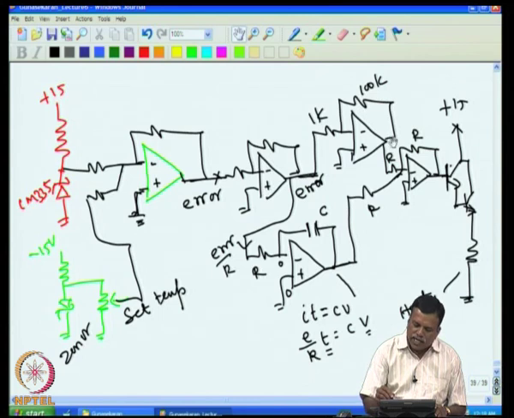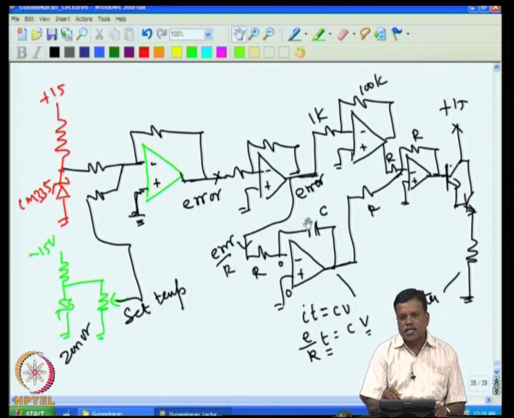After some time, suppose the error had become 0, the set temperature exactly equal to the actual temperature. Then the error becomes 0, and there is no output from this, and this becomes 0. Then this also becomes 0, but that makes no current flow through this, but whatever charge was stored earlier on this capacitor will remain there, and the output voltage will remain even though the error voltage is 0. That is the actual advantage of this integrator. So, you have the input 0, but the output voltage is still there because the capacitor is already charged.